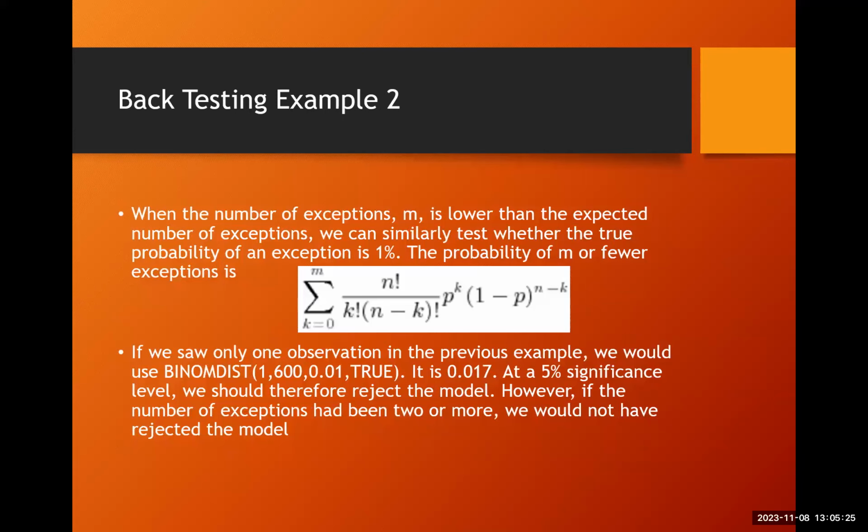The other way to test this is to see if you have too few exceptions. That is something that can be tested. However, it is not applicable to Basel because we only care if we have too many exceptions, not too few exceptions. So you could look at this, but this particular example is not going to be on the exam where you test too few exceptions.